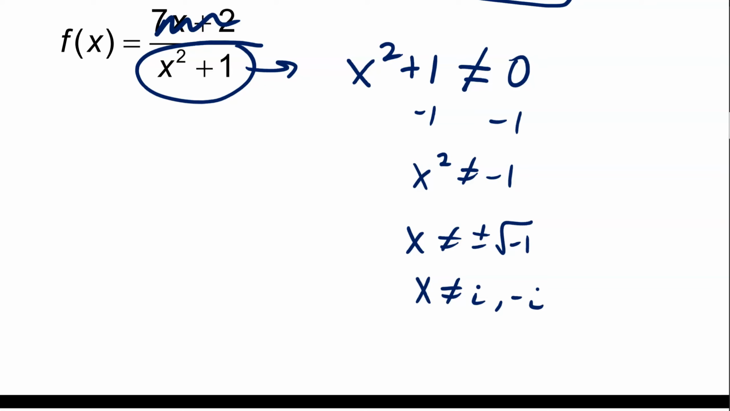So what number can I plug in that would make it 0 on the bottom? Nothing. If I plug in 0, I have 1 on the bottom. What about negative 1? Negative 1 squared is 1, and then plus 1. Doesn't matter what value you plug in, it will always give me a number on the bottom. I can't make the bottom equal to 0 unless I plug in something that's not real, imaginary.